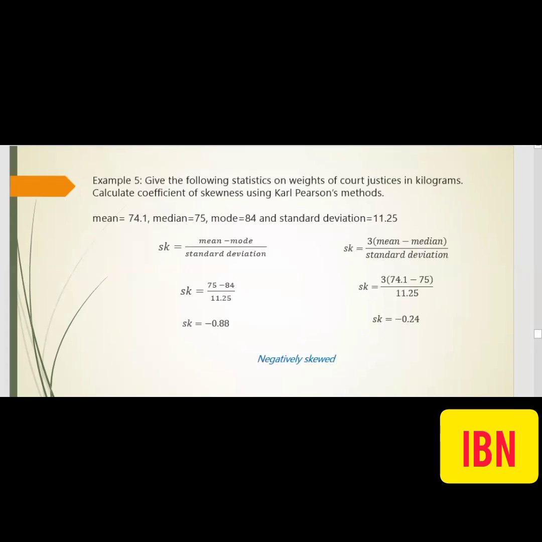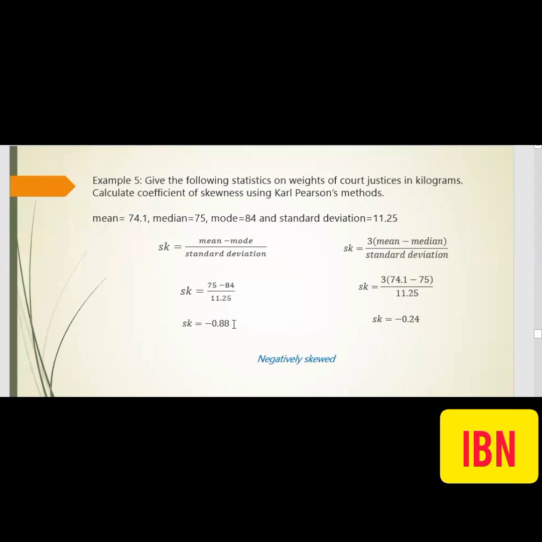Now, my dear students, we have to do one practical example. Look here: given the following statistics on weights of court justices in kilograms, calculate the coefficient of skewness using the Karl Pearson method. We will utilize both formulas. We have the calculated mean, median, mode, and standard deviation. We just need to substitute the values and we will get the result. As I was saying about the formulas, whether we use the mode or the median, the answers can vary numerically, but the interpretation is the same.